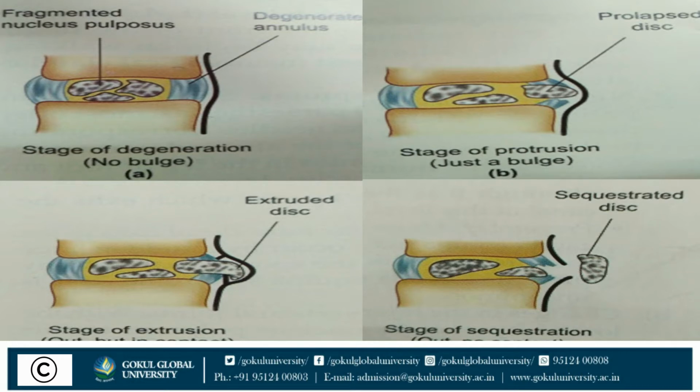Now, what is nucleus degeneration? Degenerative changes occur in the disc before displacement of the nuclear material. These changes are: one is softening of the nucleus and its fragmentation, and the second is weakening and disintegration of the posterior part of the annulus.